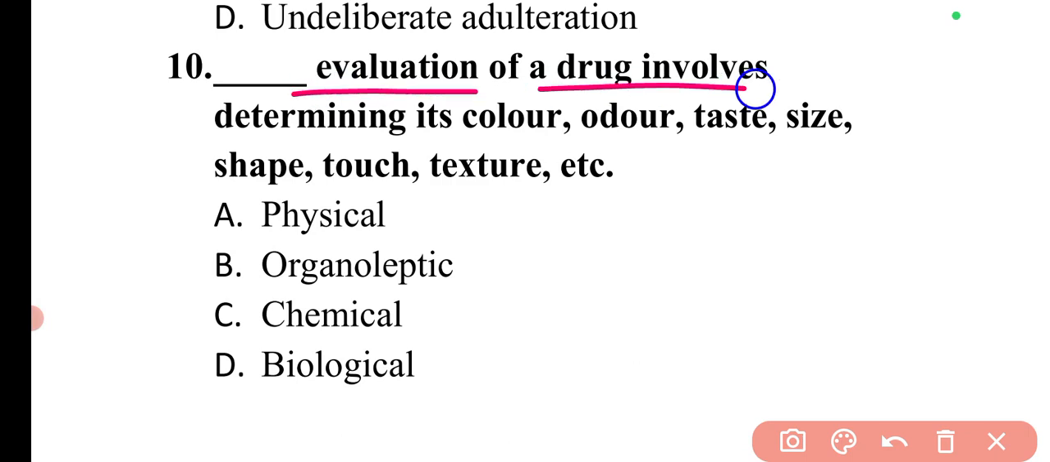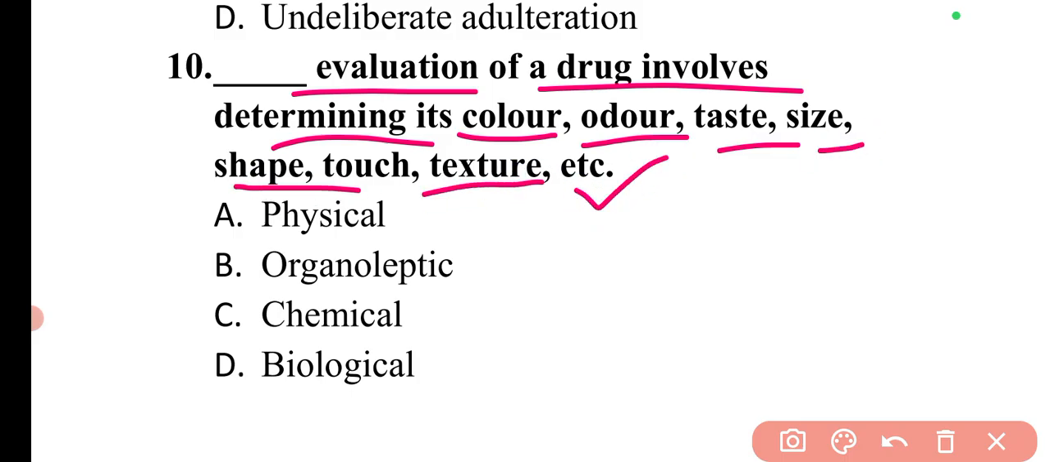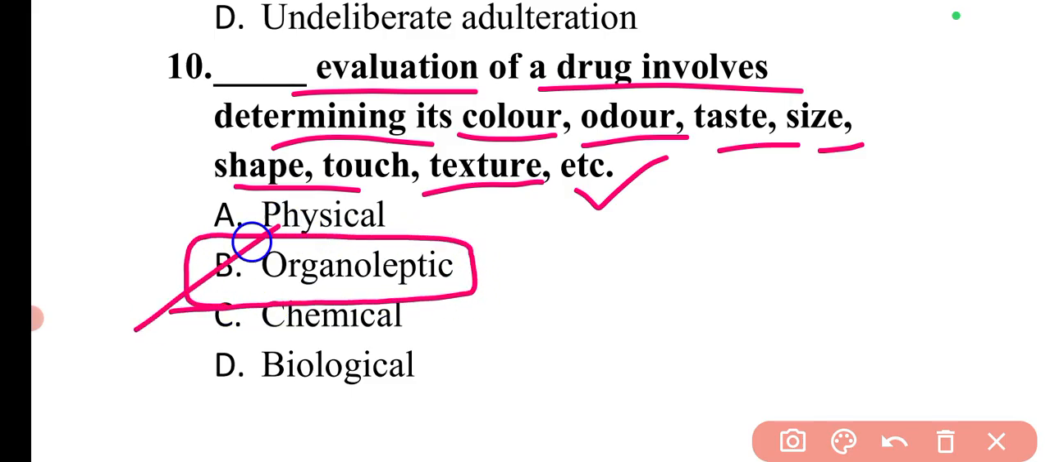Question is, evaluation of a drug involves determining its color, odor, taste, size, shape, touch, texture, etc. So all of these things are evaluated as the organoleptic properties. So here option B will be the correct answer.